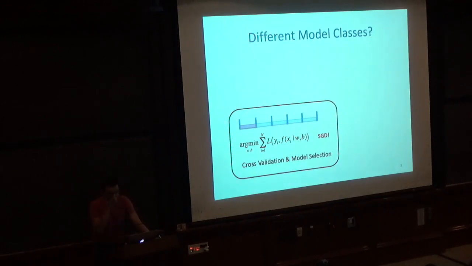Okay, so in this lecture, we'll be focusing on the concept of what it means to have different model classes. And once that is clear, it becomes clearer what it means to do things like cross-validation and model selection. Model selection simply means selecting amongst different model classes.